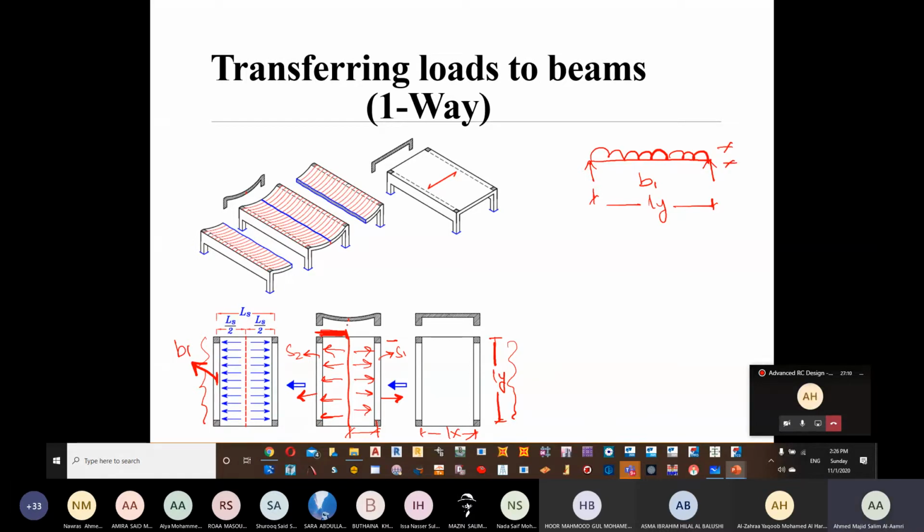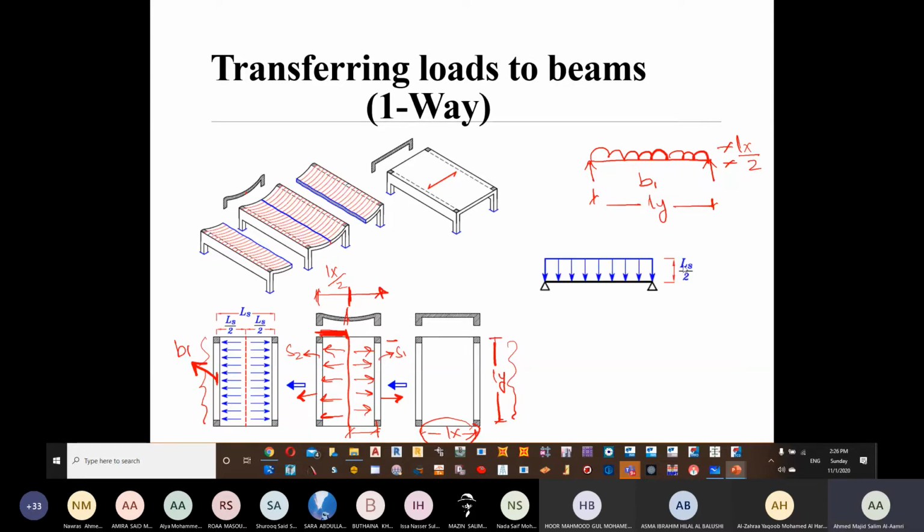What is this distance? The whole distance from here to here, we have already illustrated as Lx. So half of it, from here to here, is going to be Lx over 2. So this intensity of the load is going to be Lx over 2. And this is what is shown here, Ls, which is short, or Lx. That depends on your letters. Both of them are fine.